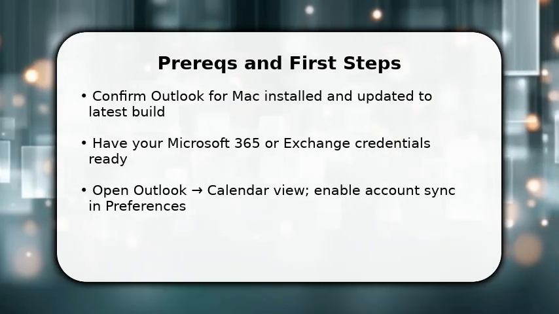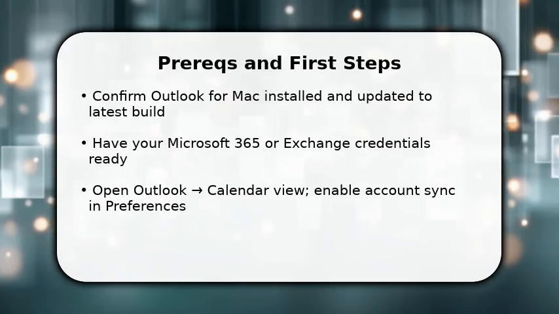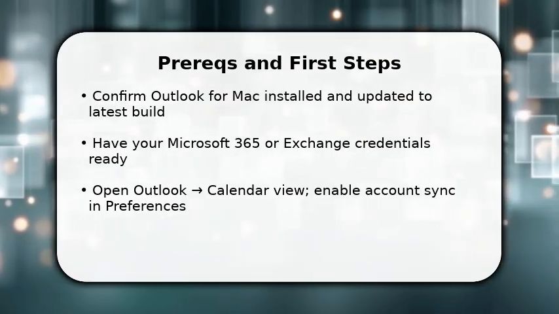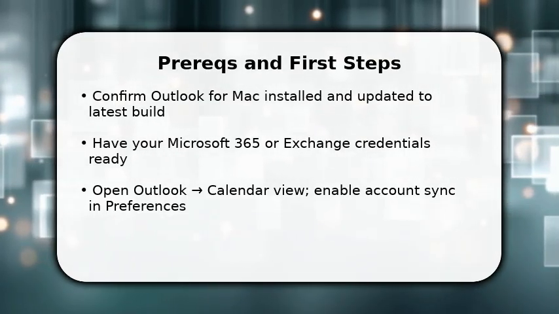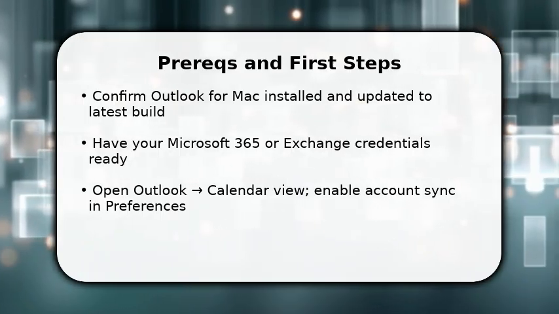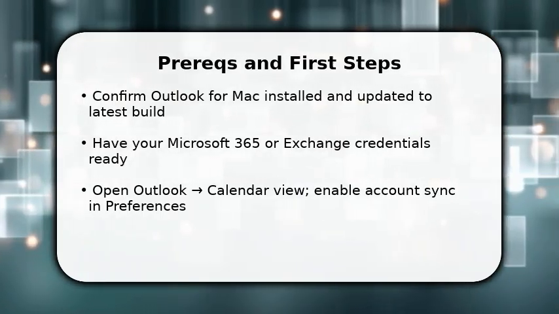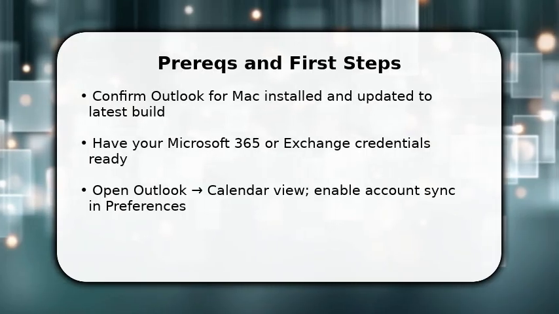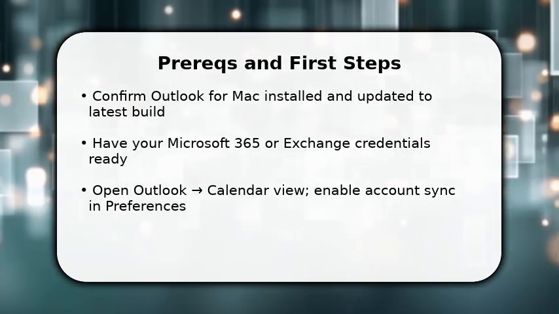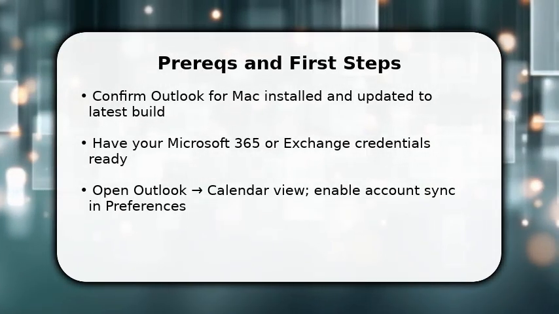You'll start by verifying the essentials so syncing behaves predictably. Make sure Outlook for Mac is updated and that you have your Microsoft 365 or Exchange sign-in. Once done, open Outlook and switch to Calendar View. This ensures you're working in the right module.